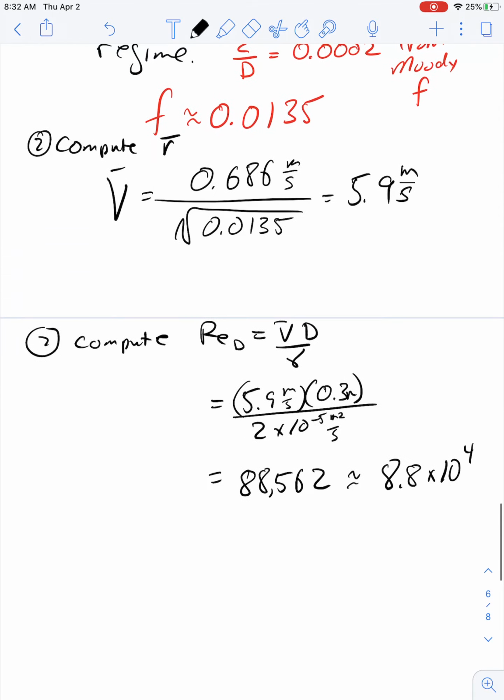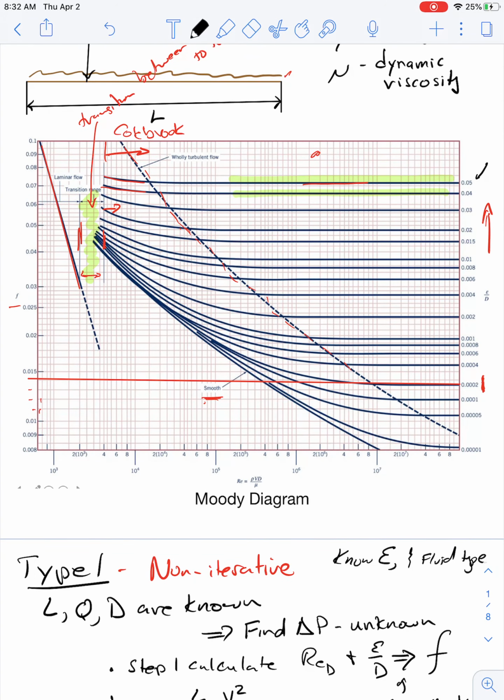All right, so let's go take a look back at our Moody diagram and see what that would give us. So we said that we had a Reynolds number of about a little less than 9 times 10 to the fourth. Here we have 1 times 10 to the fourth, 2 times 10 to the fourth, 4 times 10 to the fourth. Up here, this is 8 times 10 to the fourth, and then that little line here, we're going to have 9 times 10 to the fourth here. And so if I bring that up and hopefully keep it straight, that's going to continue up.